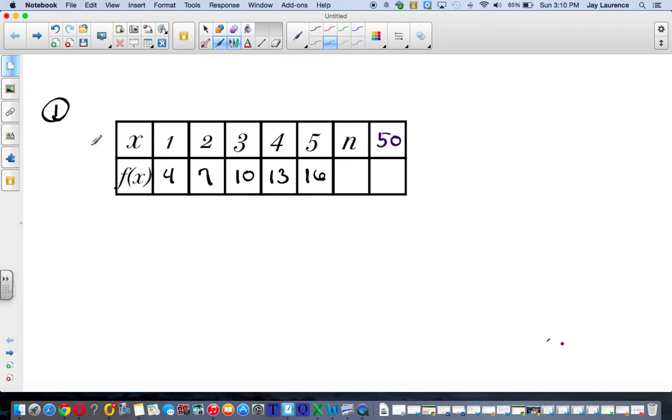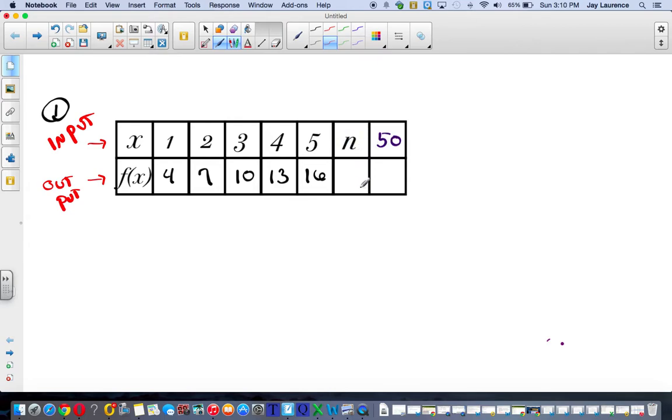Here I have x. These are my x values. This is my input. This is what goes into the function. All right, f of x. Notice the x is inside the f. The f is the function. This is the output. This is what comes out. By examining, when I put 1 into this rule or function, I get 4 out. When I put 2 into the function, 7 comes out. 3 goes in, 10 comes out. 4 goes in, 13 comes out. 5 goes in, 16 comes out. What happens when n goes in?